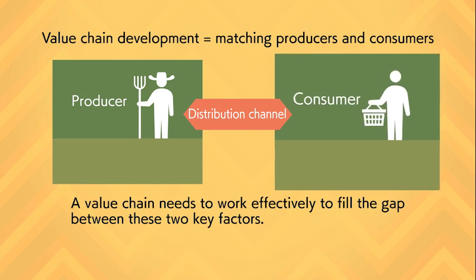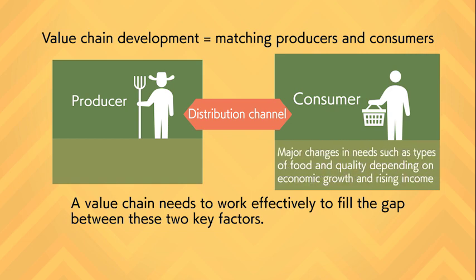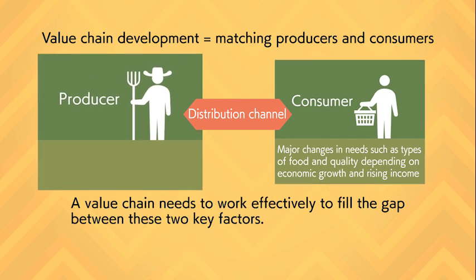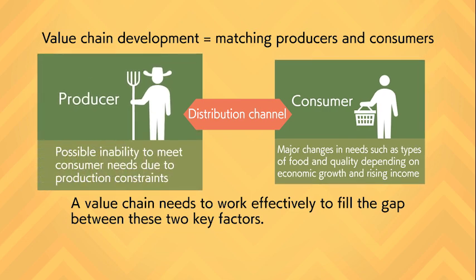First, the consumer side is characterized by major changes in needs, such as types of food and quality depending on economic growth and rising income. In contrast, it should be noted that the producer side is characterized by a possible inability to meet consumer needs due to production constraints created by natural conditions, including land, weather, and seasons.